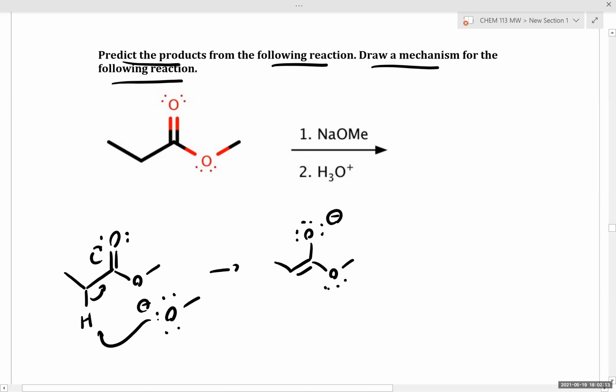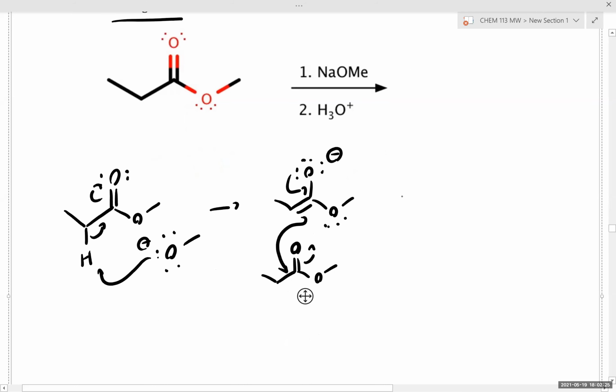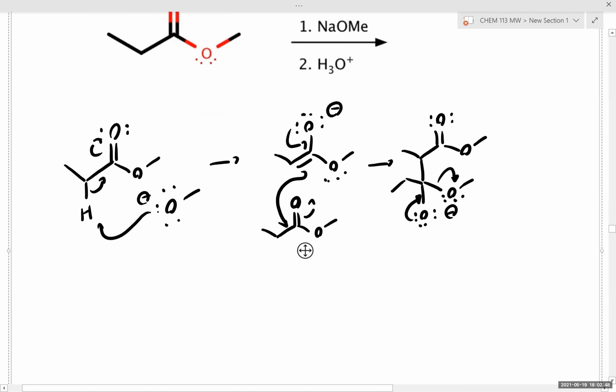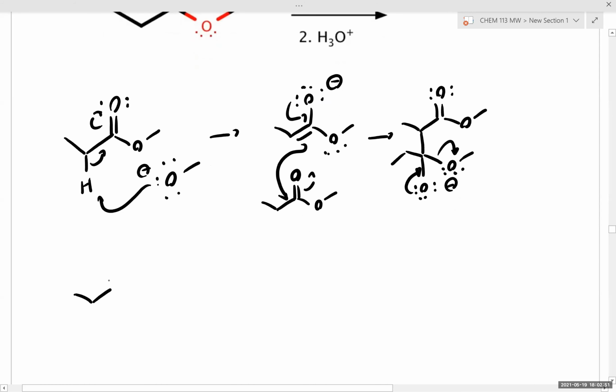From here, this enolate can react with another equivalent of starting material. The ester carbonyl carbon is electrophilic, so we can attack our ester carbonyl carbon and form a carbon-carbon bond. From here, this tetrahedral intermediate can collapse, and the productive pathway involves kicking out ethoxide. That in turn gives us a beta ketoester.